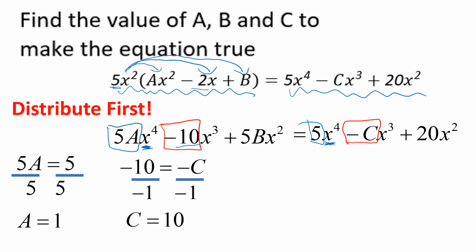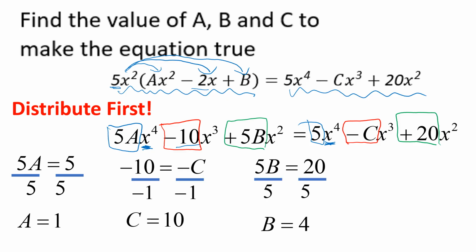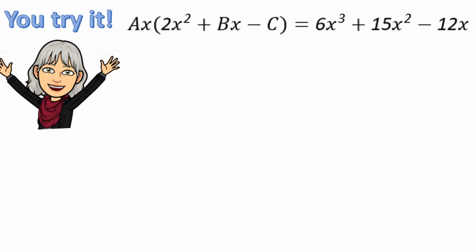And then I know the stuff in front of the x squared, which is 5b, has to equal the stuff in front of this x squared, which is 20. So I know that 5b has to equal 20. If I want to solve for b, I'm going to divide by 5, and I know that b is 4. So now I know that a is 1, b is 4, and c is 10. If I substituted those into this expression and multiplied it out, then these two would equal each other. All right, put the video on pause and see if you can give this a try.